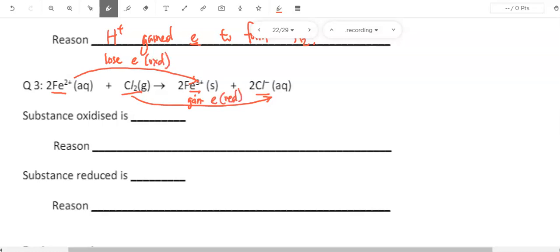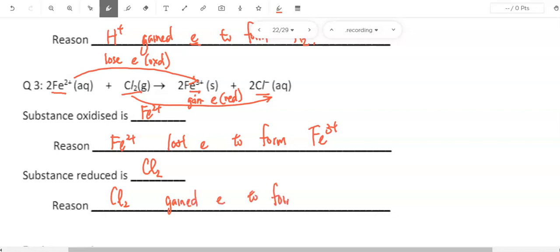So what is oxidized? By now you should be very familiar with the style of writing already. So the reason is because Fe2 plus is oxidized. Why? Fe2 plus lost electron to form Fe3 plus. What is reduced? Cl2. So why is Cl2 reduced? Because Cl2 gained electron to form Cl minus. You realize I also didn't include all the stoichiometry numbers. So just take note of this.